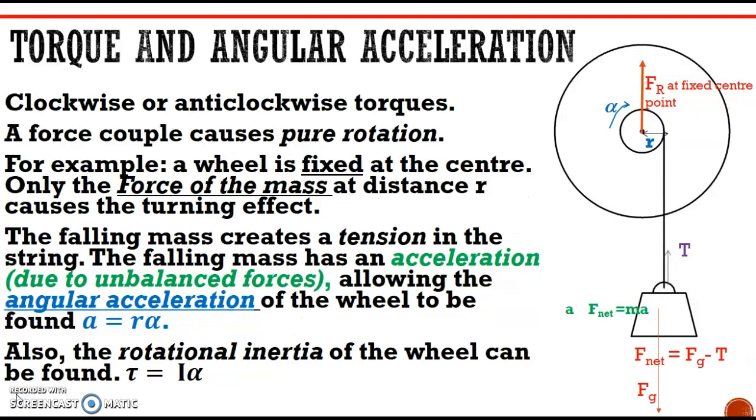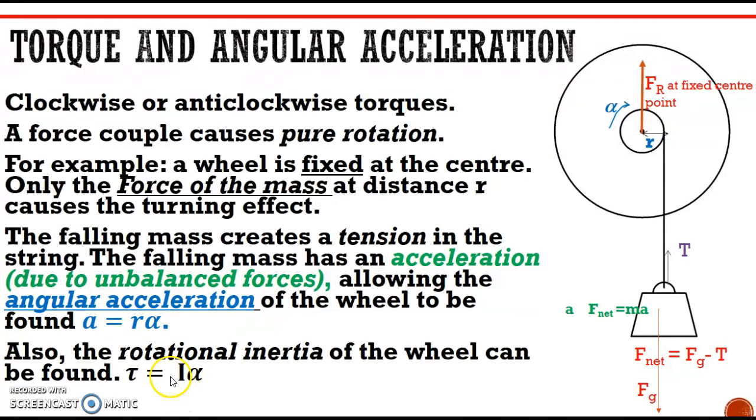Here we have an example of a wheel that's fixed at the center, and there is a piece of string wound around this axis in the middle, and so only the force of gravity on the mass causes the turning effect of the wheel. So what happens is that this force due to gravity creates a tension in the string, and the unbalanced force then creates the angular acceleration. So we can work this out by F net equals ma, and a is equal to r times alpha, which is the angular acceleration. So we can calculate the angular acceleration.